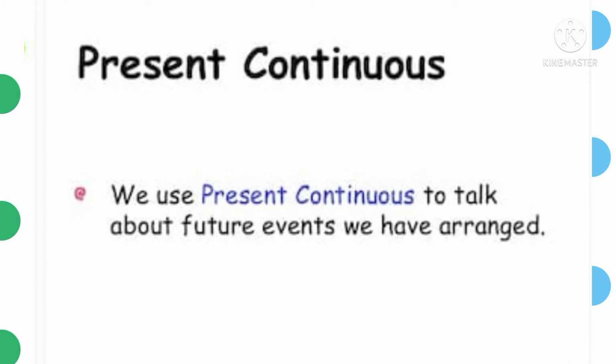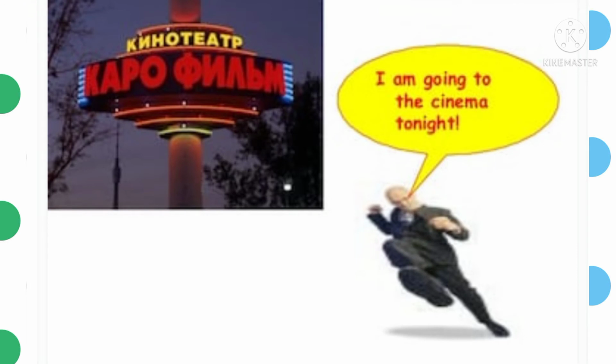When we learned present continuous, I think you remember. It's used to talk about future events which we have already arranged. Okay, that is one of the usages of present continuous. Means it will be used in simple future if it is already arranged. See the example, I'm going to the cinema tonight.